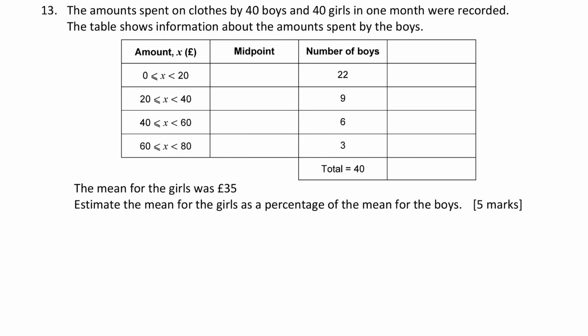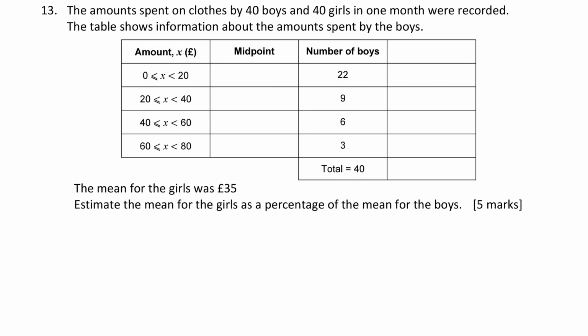The amount spent on clothes by 40 boys and 40 girls in 1 month was recorded. The table shows information about the amount spent by the boys. I can already tell from the table that this is a group frequency table, and they've got the midpoint marked, so I'm guessing they're going to ask me to find the estimated mean. The mean for the girls was £35. Estimate the mean for the girls as a percentage of the mean for the boys.